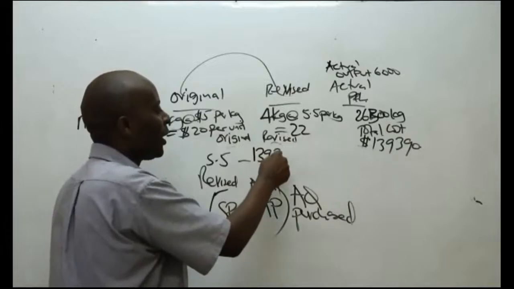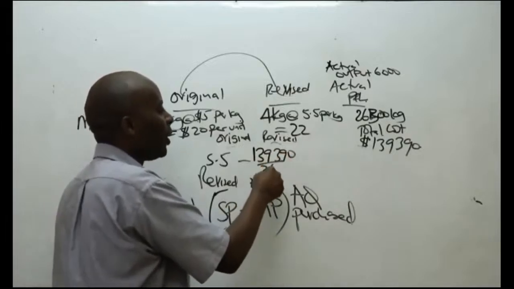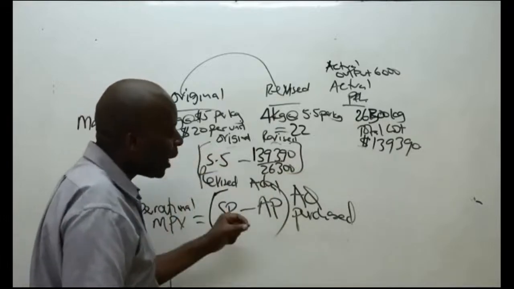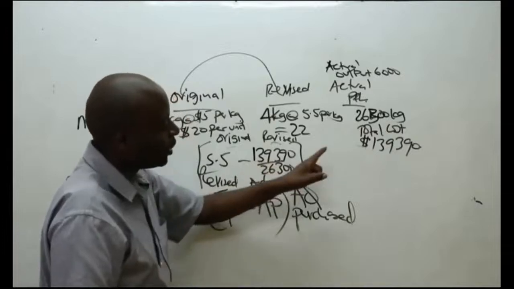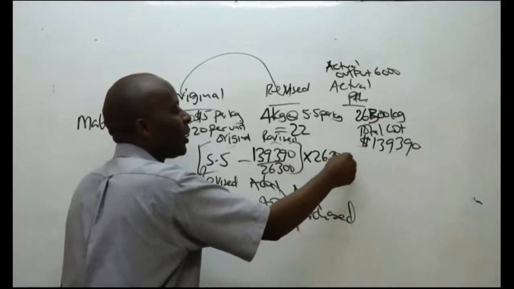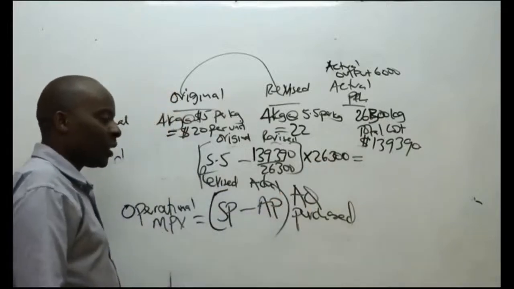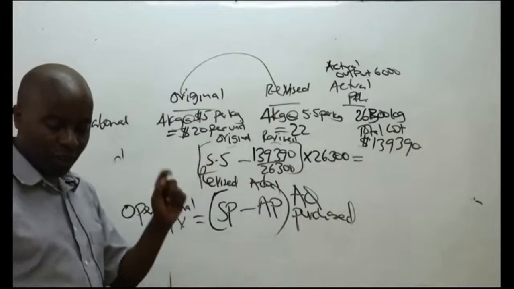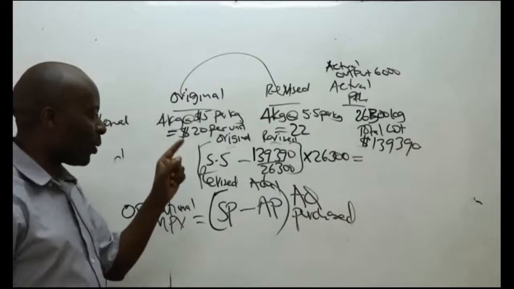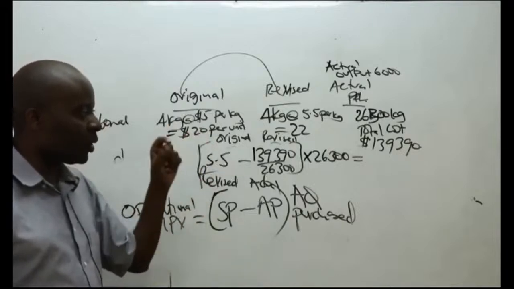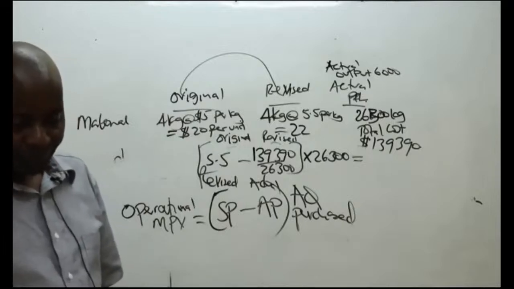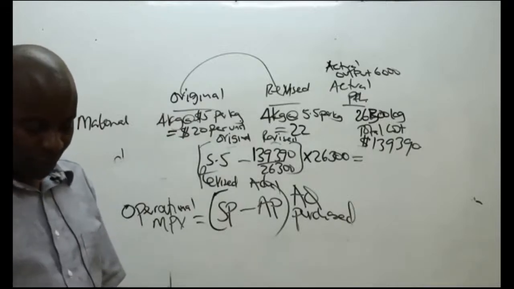So 139,390 divided by 26,300 will give me the price per kilogram, multiplied by the actual quantity purchased, which is 26,300. Let's see whether Boniface was able to get this correctly. So open brackets, 5.5 minus that divided by that, close brackets, times 26,300. What figure do we have, ladies and gentlemen?